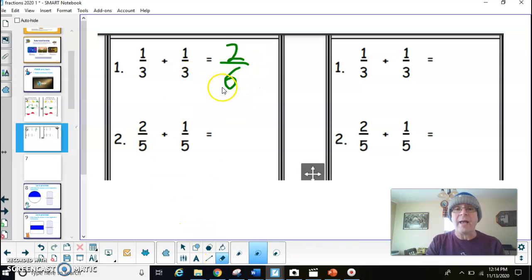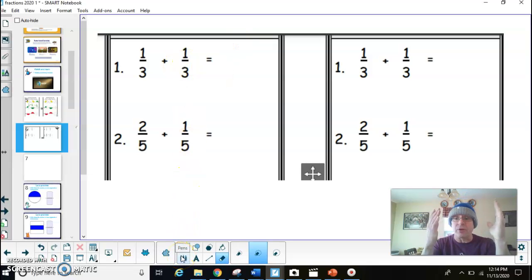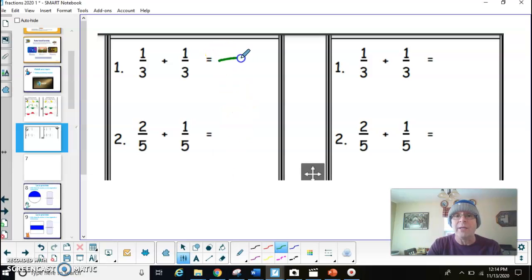Okay? You do not add the denominators together, guys. Okay? You do not add the denominators together. You keep the denominators the same. You're still going to have thirds. The pieces are still going to be broken down into thirds. When you add 1/3 plus 1/3, it's still going to be thirds. You're just going to have more thirds, right? You've got 2 of them now.